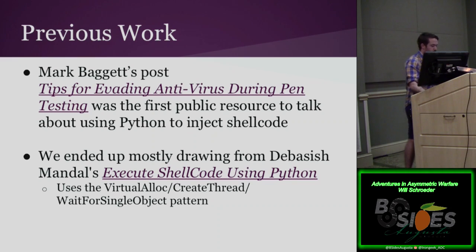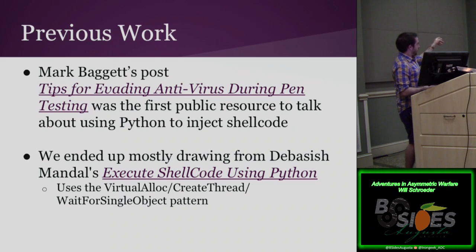We end up mostly drawing from Devon Kearns's execute shellcode using Python. This uses a little bit different approach than Mark's. They both utilize ctypes, which is a Python foreign function interface. The idea here is it lets you utilize some of the lower level Windows API functions. This one on the bottom is execute shellcode using Python.